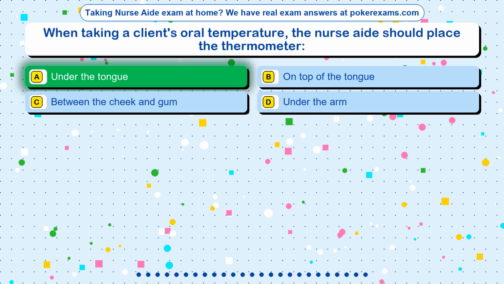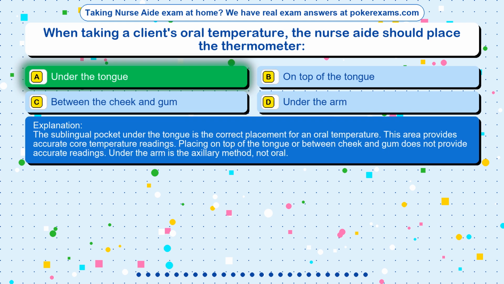The correct answer is option A. Under the tongue. The sublingual pocket under the tongue is the correct placement for an oral temperature. This area provides accurate core temperature readings. Placing on top of the tongue or between cheek and gum does not provide accurate readings. Under the arm is the axillary method, not oral.